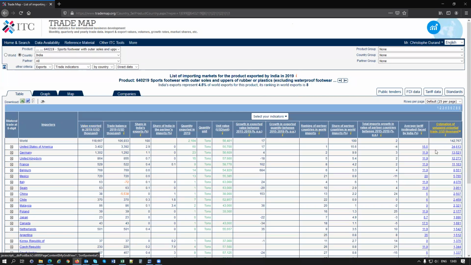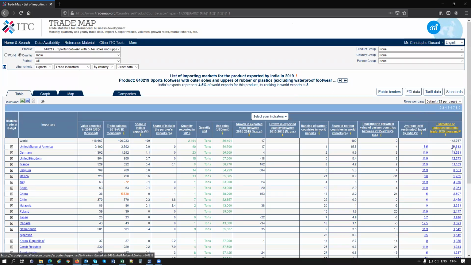And here, now that I have sorted my table, I see that where I have the greatest untapped potential is with the USA, right? With the USA, India is at the moment exporting $4 million of shoes, but India could export 34 additional millions to the USA, according to our calculations.